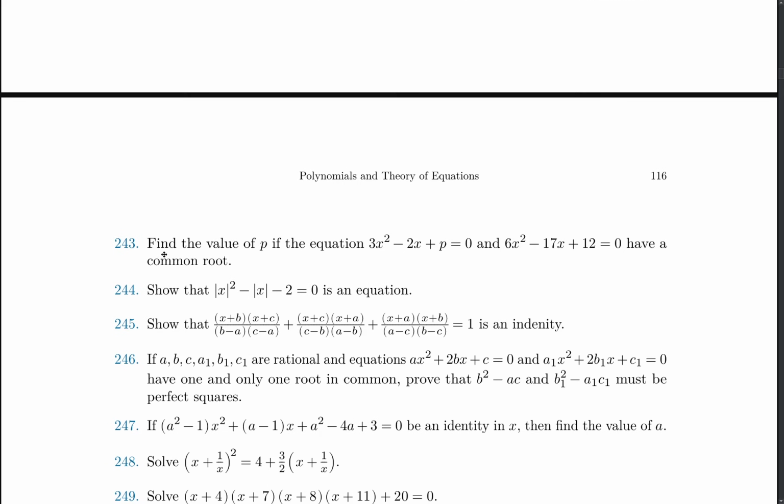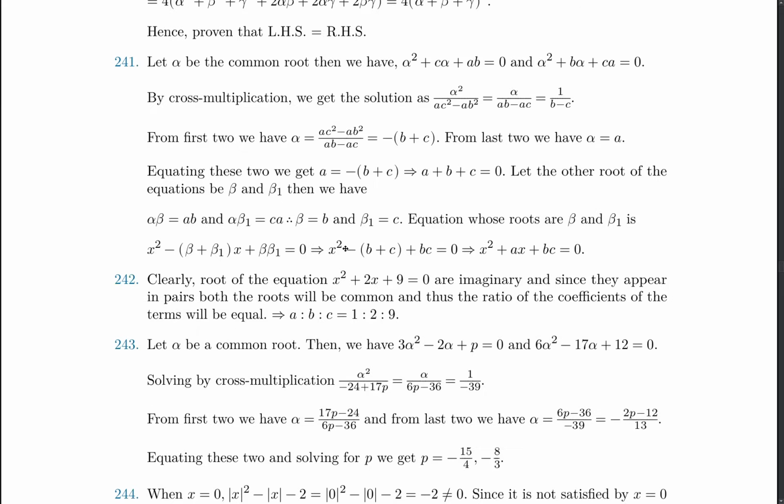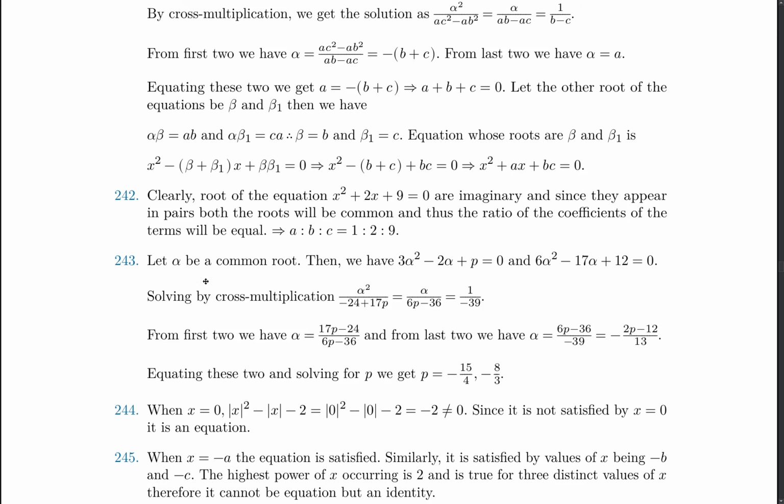Question 243 says that find the value of p if the equations 3x square minus 2x plus p is equal to 0 and 6x square minus 17x plus 12 is equal to 0 have a common root. So very straightforward question. We let alpha be the common root and we substitute alpha in the given equations to obtain 3 alpha square minus 2 alpha plus p is equal to 0 and 6 alpha square minus 17 alpha plus 12 is equal to 0.